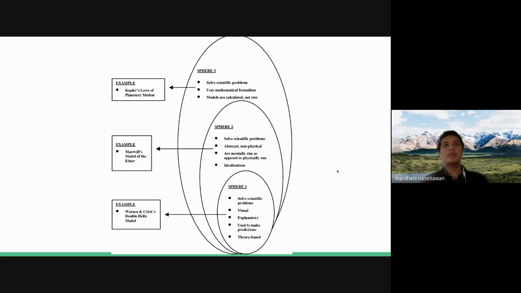So here we can see that when we try to solve a scientific problem, we do visual exploration used to make predictions on a theory basis. This produces models, such as the Watson and Crick triple helix model. In the Maxwell model, we focus on the abstract and physical, and in the Kepler law, it uses mathematical formulation.